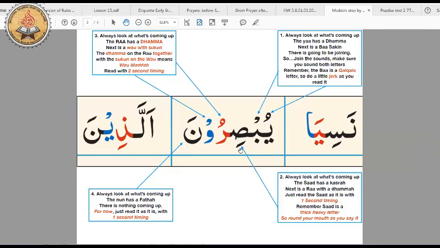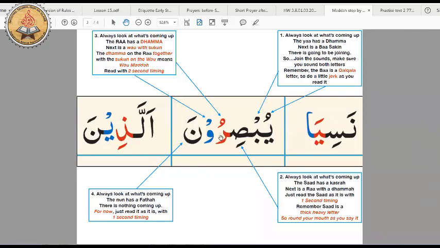Sui. Si. Sui. Make your mouth round and say sui. Si. Good. So now we have 3 letters. Yubusui, Ibusi. Right. Now, next, number 3. Always look at what's coming up.